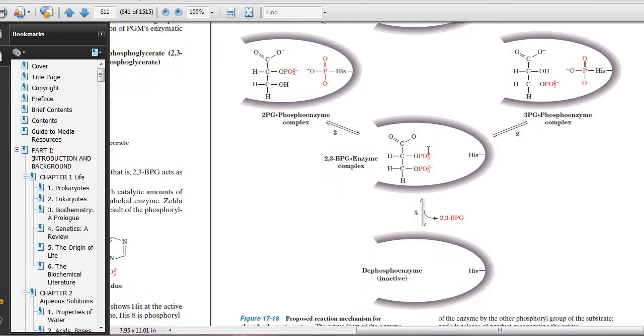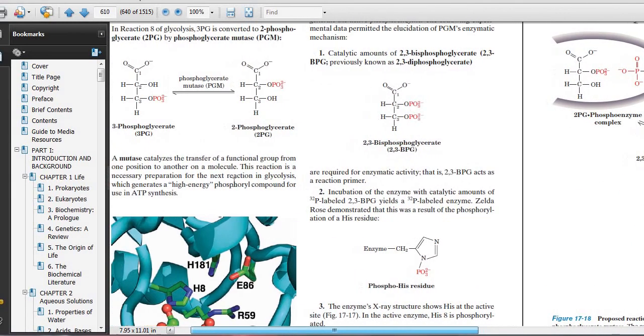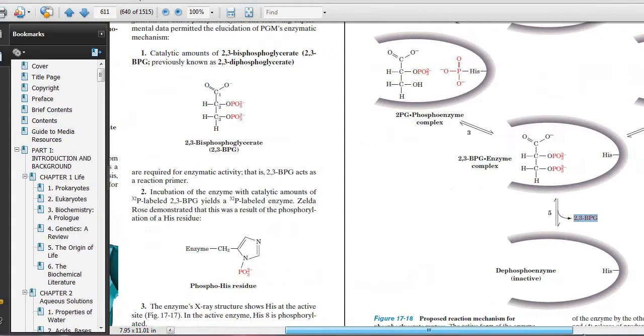So if this 2,3 bisphosphoglycerate gets released from this active site, in that case it will be the inactivated enzyme because this lacks the phosphate group. So from this you can say that 2,3 bisphosphoglycerate may be generated and may act as a reaction primer to carry out the reaction. Now one of the important things to note is that 2,3 bisphosphoglycerate is getting produced as an intermediate in the conversion from 3-phosphoglycerate to 2-phosphoglycerate, by the formation of an intermediary compound, 2,3 bisphosphoglycerate.